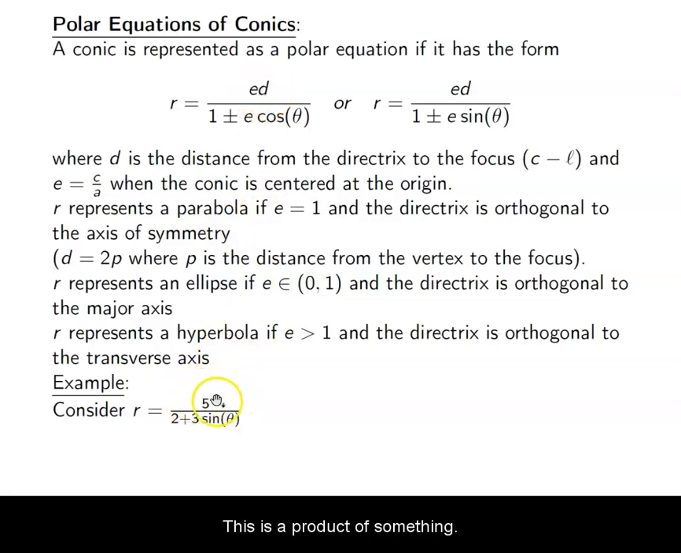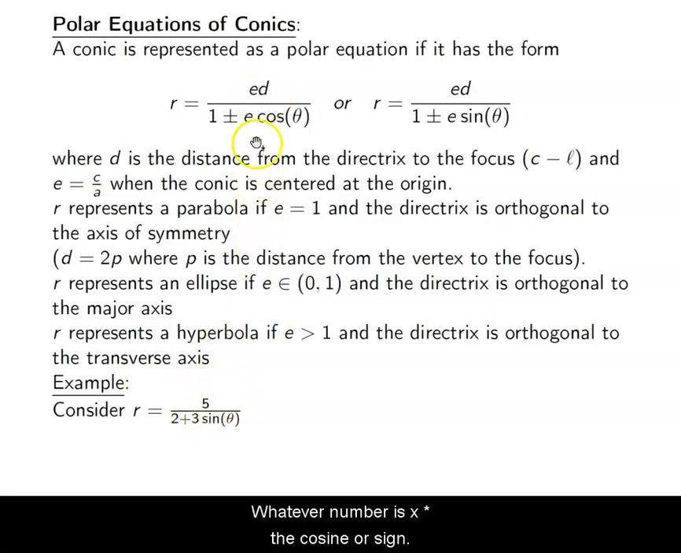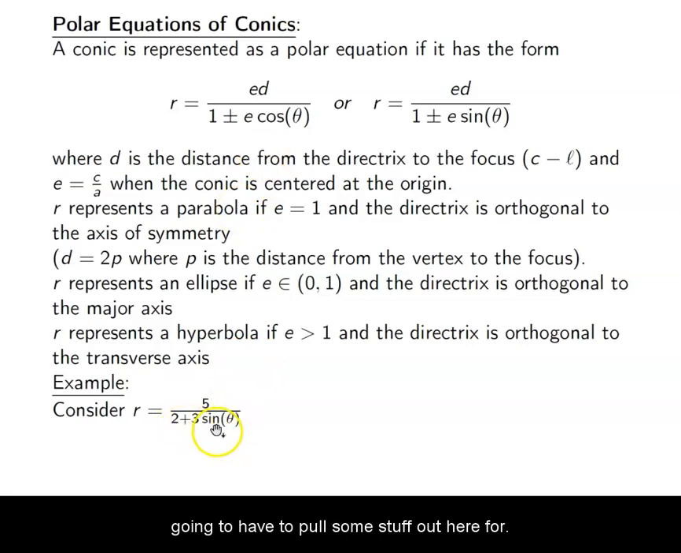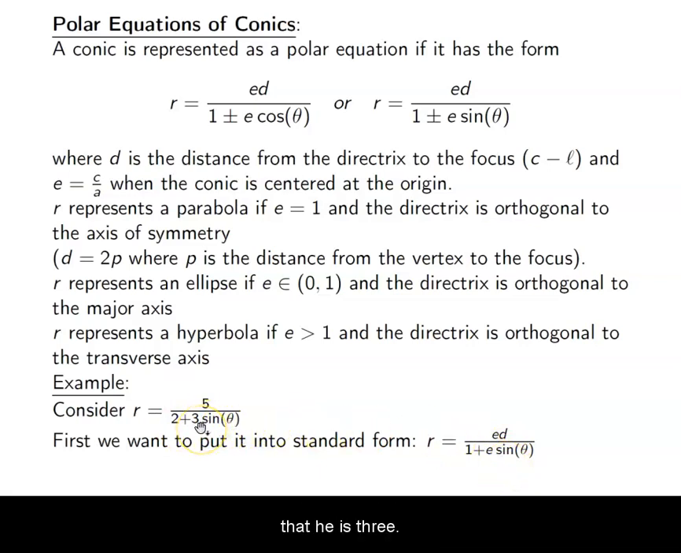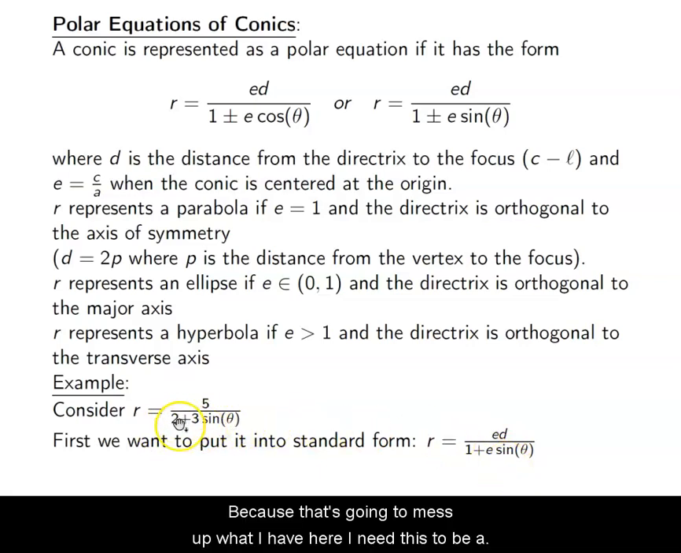This is a product of something, and whatever number is multiplied times our cosine or sine is going to be our E. So I know right away that E is 3. Actually, I don't know that it's E. I'm going to have to pull some stuff out here first. Okay. So again, first we want to put this in a standard form. So really what I want to do is pull out this factor of 2 before I try to find what E is. So I'm not going to say that E is 3, because that's going to mess up what I have here.